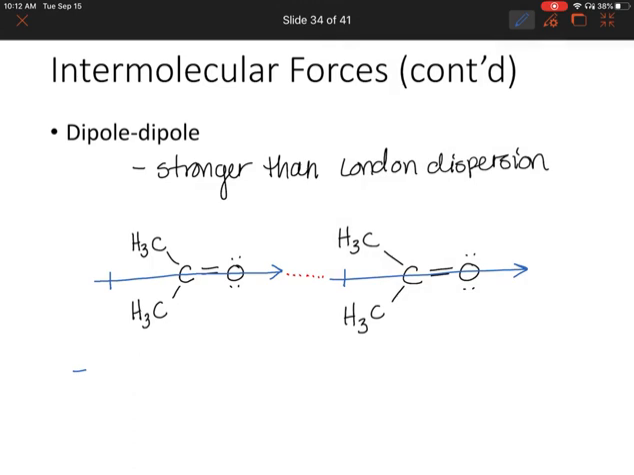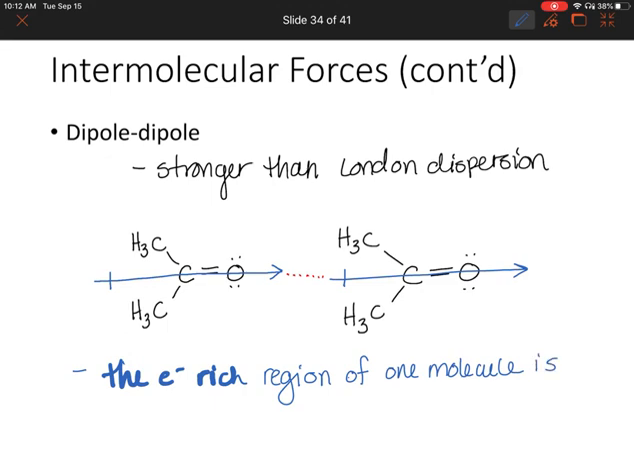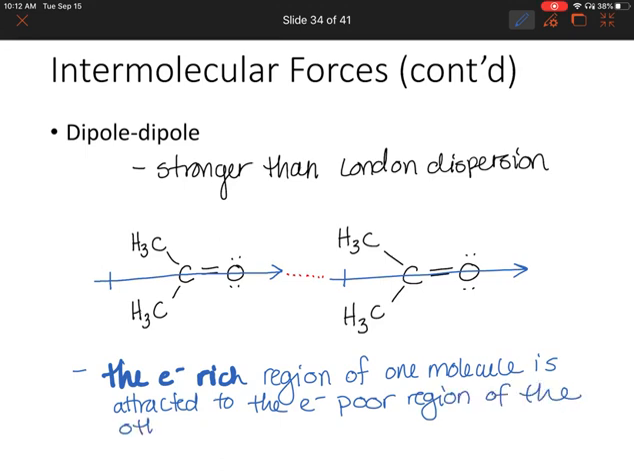So let's kind of summarize that and write that down. So the electron-rich region of one molecule is attracted to the electron-poor region of the other molecule. Now, again, this is also a stabilizing interaction.